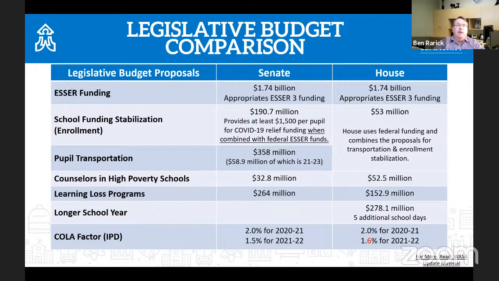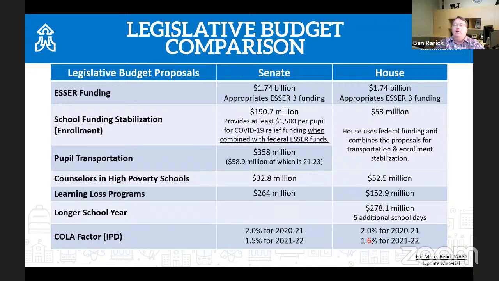One of the most interesting things that emerged out of here is the second to last line, which is the House allocates $278 million to extend the school year by 5 days, which is quite significant. The Senate does not do that.